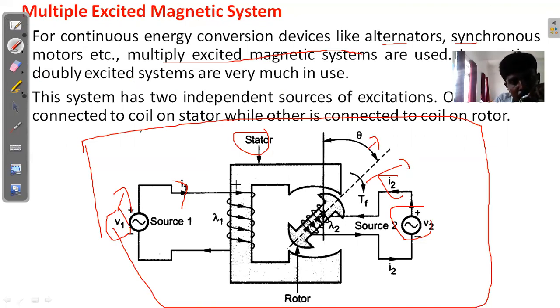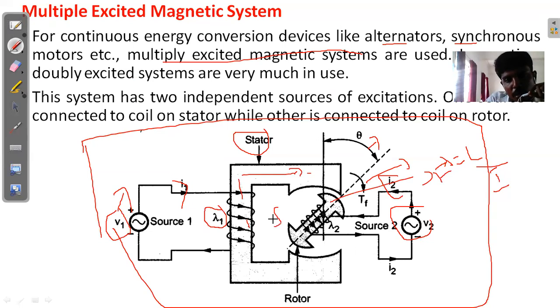So when the supply voltage is given to this coil, lambda 1 is nothing but the flux linkage of the coil. In terms of inductance, lambda equals L into I. When the input current is given to the coil here, this coil produces flux around the core. At the same time, the input supply voltage is given to the rotor coil, so this also produces a flux. Due to the flux, one force will be formed, and due to the force, this rotor will rotate.